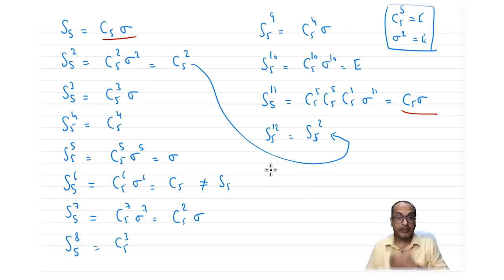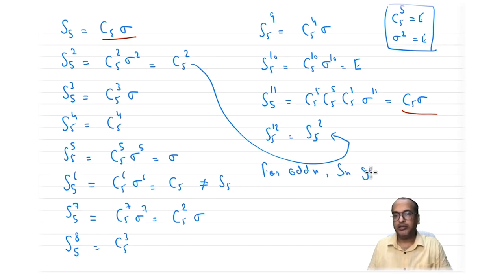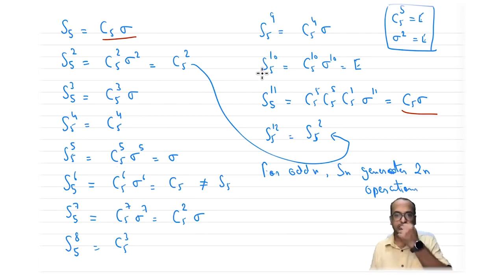So that means for odd n, Sn generates two n operations, right? Instead of n operations, we are getting two n non-redundant operations. 2n plus 1 was same as S1, 2n plus 2 is same as S2, and so on. Alright, so this is simple.